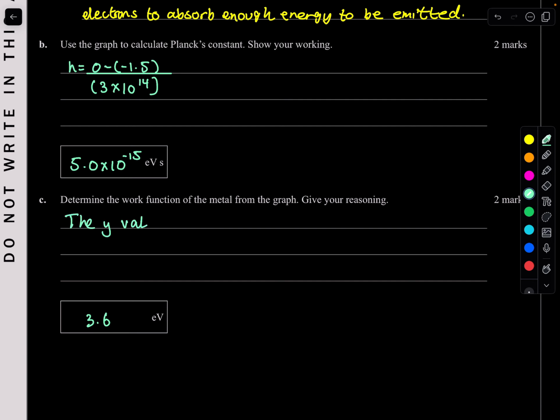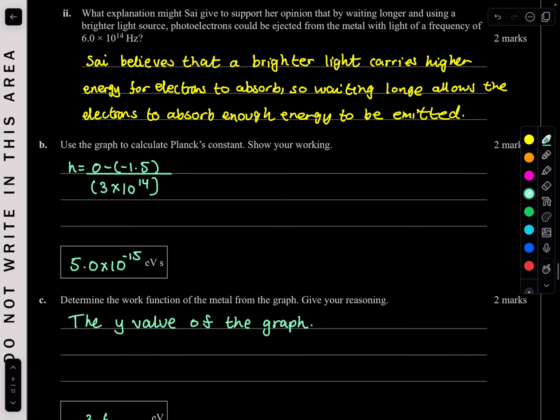Why don't we just say where it crosses the, yeah, just the y value of the graph. Beautiful. Just is the y value.